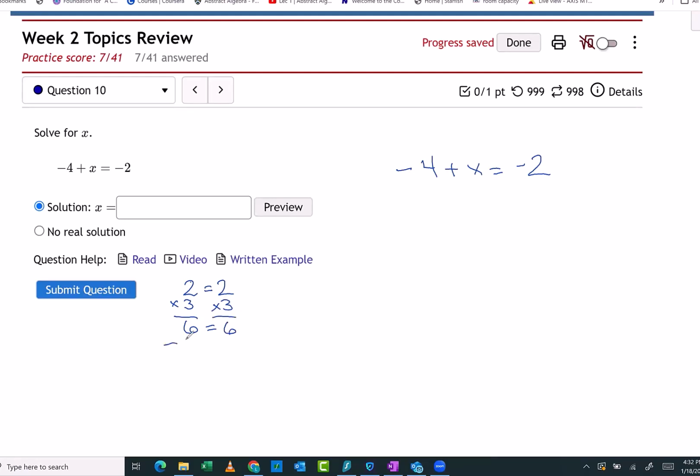I can subtract 2 from both sides. I get 4 equals 4, and so on. As long as I do the same thing to both sides, I'm keeping both sides of the equation equal to each other. What does that mean for this problem? I want to do opposite operations.